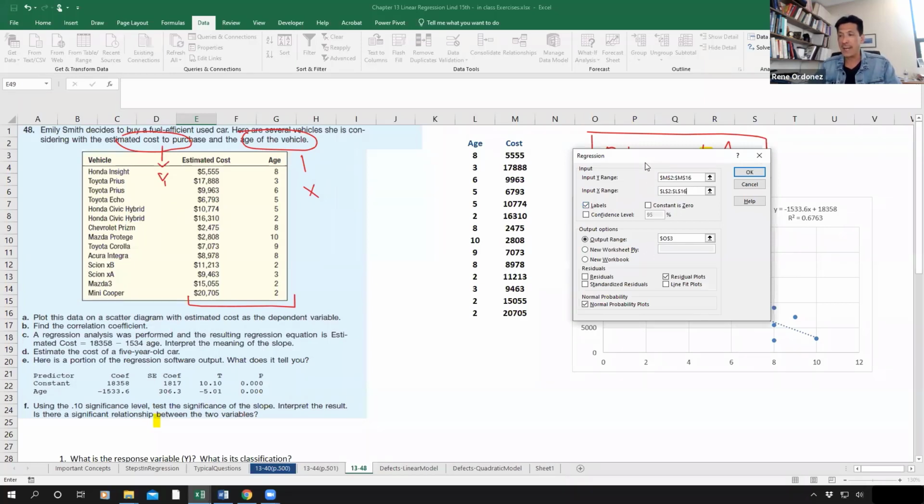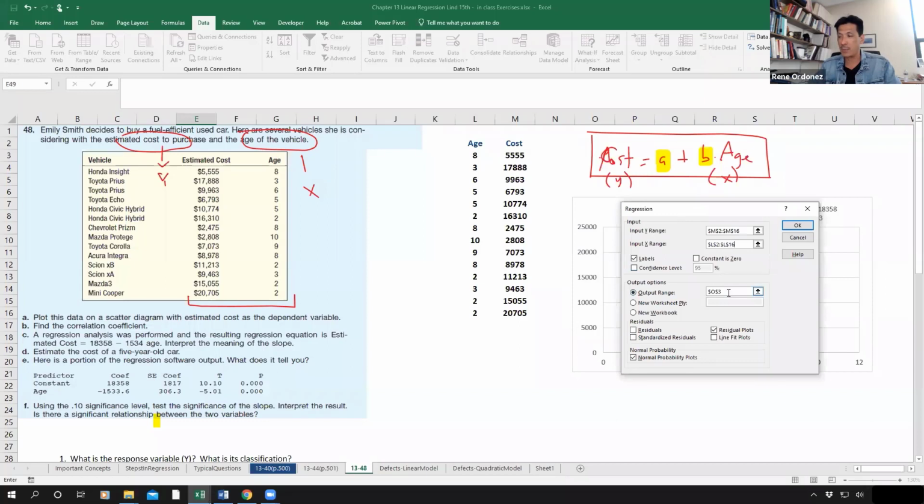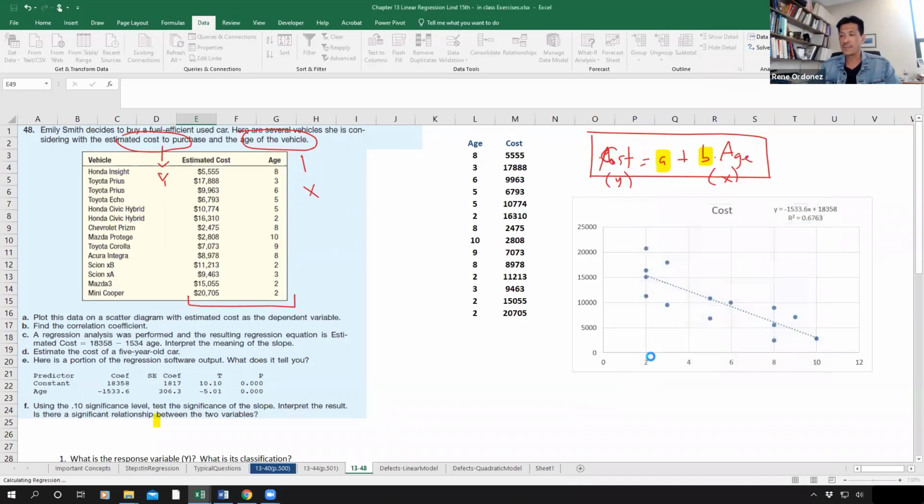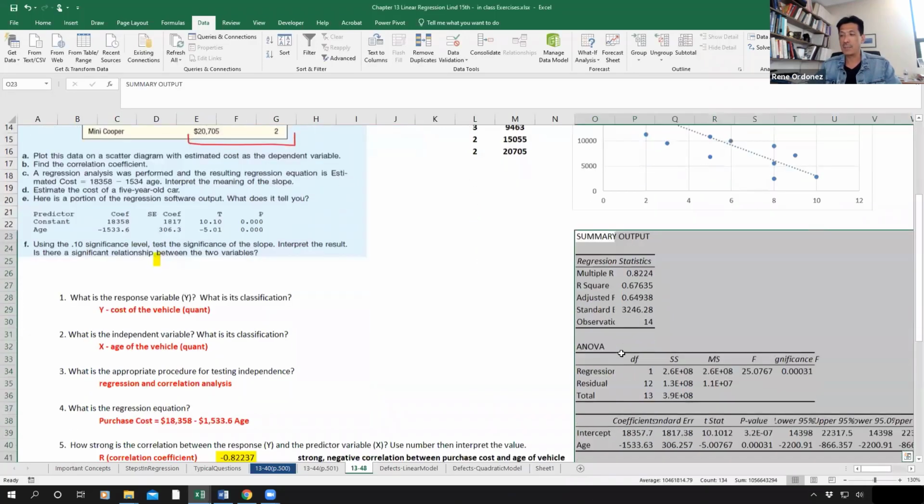And then for the output range, let's put the output somewhere down here, 023. And let's also do the residual plots, as well as a normal probability plot, so after we do the significance test, we will do the residuals test for the appropriateness of the model. Click OK. All right, so here's the output.